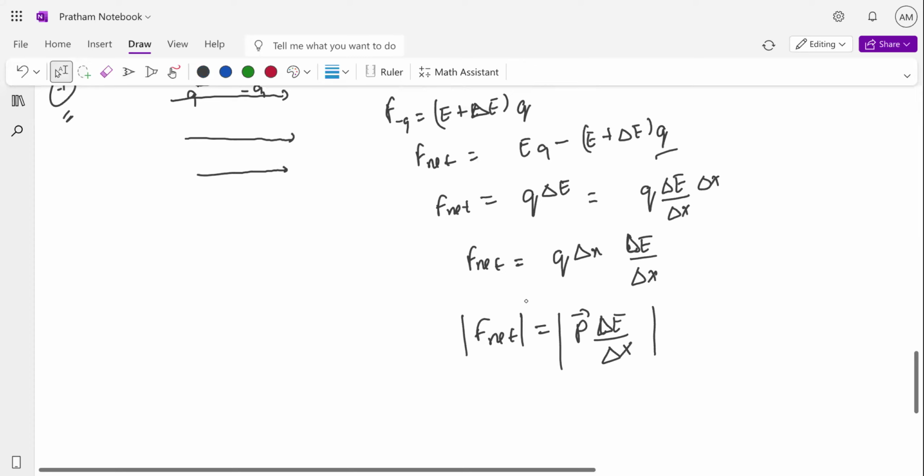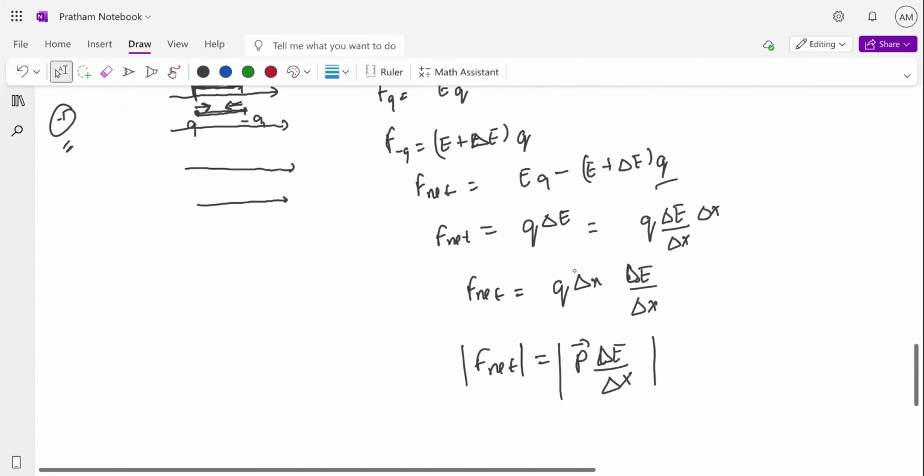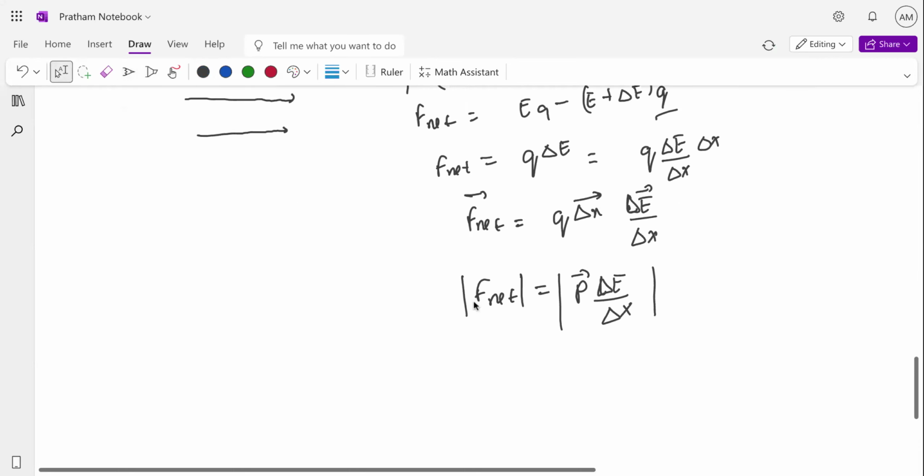Understood? Okay, now? Yes, sir. Oh, and yeah, if you solve it in proper vector form, you will get the answer as a correct thing. Okay, so this is what it is about.